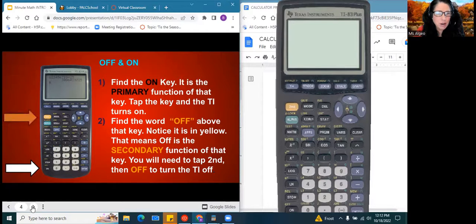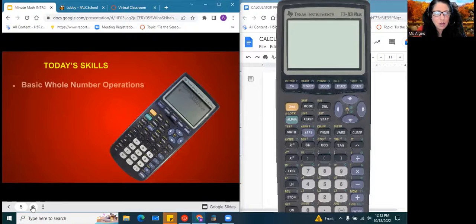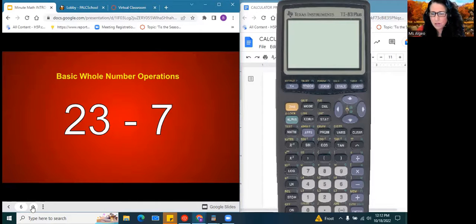Okay, so we're going to do a couple problems today. Basic whole number operations using parentheses and integers. So here's a real simple problem. Again, we want to turn it on. And as I said, right here you have everything you need for your basic calculations. So nothing fancy, 23 minus 7. I press enter, and I get 16.